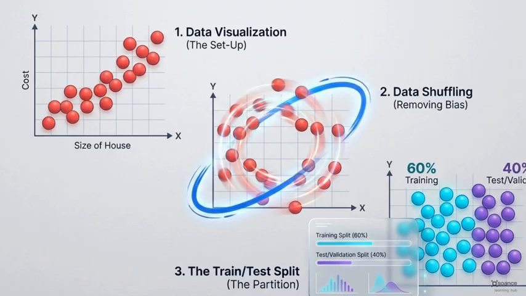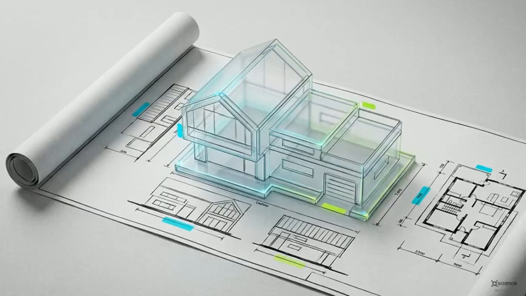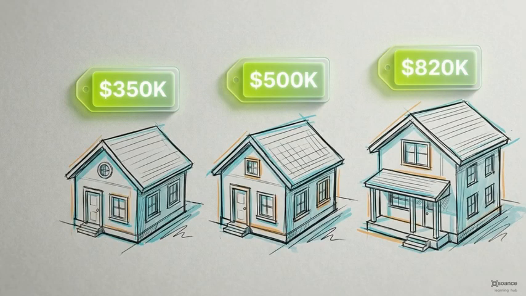We isolate 60% of these points to train our model, and we lock the remaining 40% away as a hidden test set. We do this because the ultimate goal of a machine learning model is generalization. We need it to accurately predict house prices it has never seen before.